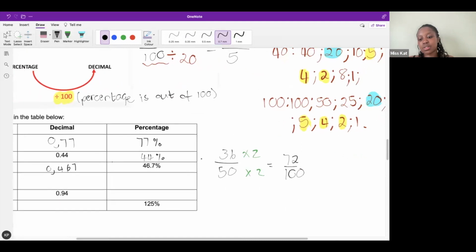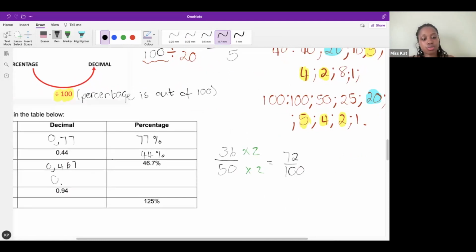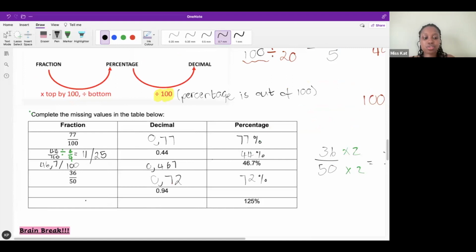Okay, so now we know it's 72 over 100. So as a decimal, it will be 0.72. Beautiful. And as a percentage, 72%. Okay, nice, guys. We're on fire. Now we have 0.94. Let's start with percentage because that's the easiest. Percentage, 94%.